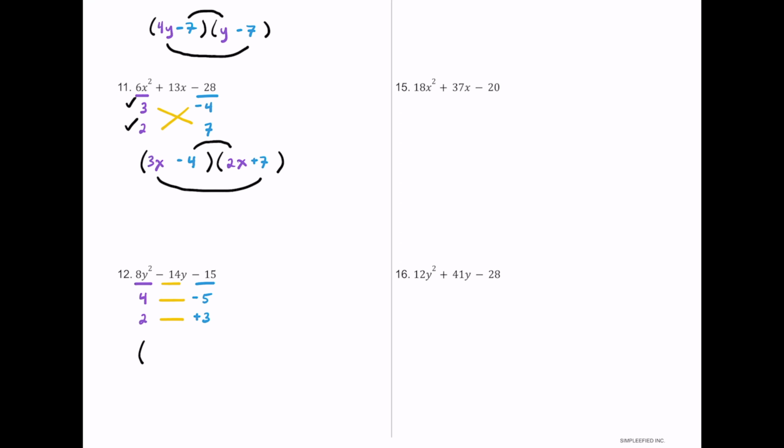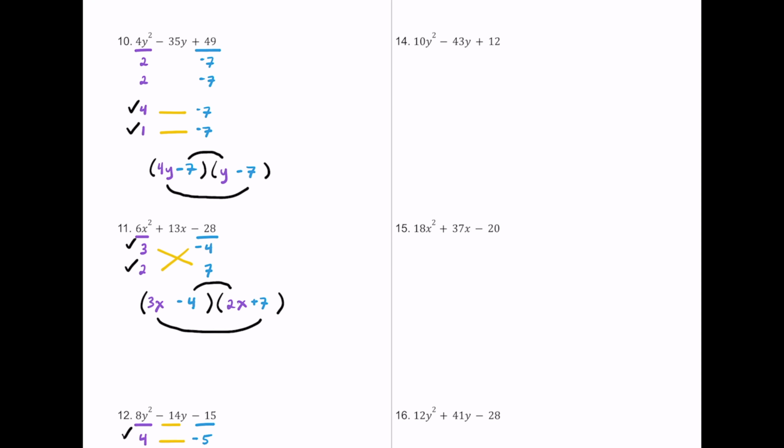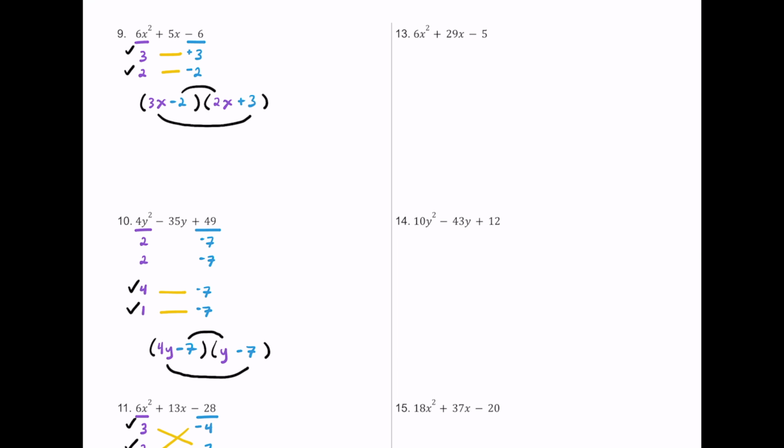So that was all the hard thinking. Now it's just sticking things in the right locations. So we have 4y, 2y, plug those in there. And 4 gets paired with this minus 5. And 2 gets paired with this plus 3. So outers here, inners here, and we are good to go. Now it's factored. For 13, we have 6x squared plus 29x minus 5.